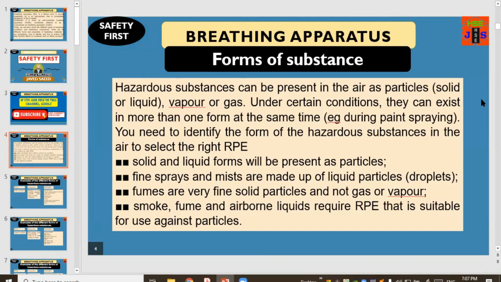For example, during paint spraying, you need to identify the form of hazardous substances in the air to select the right respiratory protective equipment. Solid and liquid forms will be present as particles. Fine sprays and mists are made up of liquid particles as droplets. Fumes are very fine solid particles and not gas or vapor. Smoke, fume, and airborne liquids require respiratory protective equipment that is suitable for use against these particles.